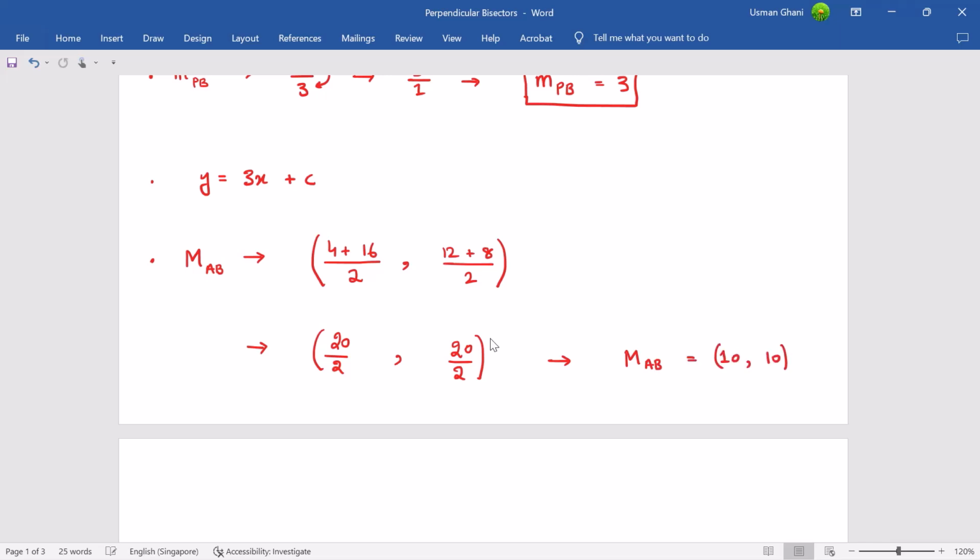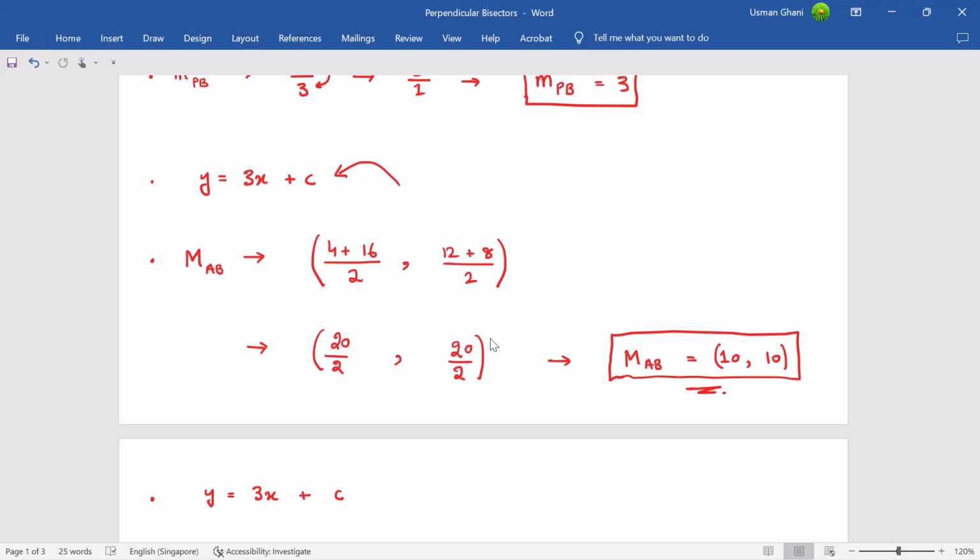Now this is the point through which not only my line AB passes, but obviously it's the midpoint of the line AB, but the perpendicular bisector also passes through this point, meaning this point is eligible to be plugged into this equation of the perpendicular bisector so that I can find C. Now, why am I using this concept? If I talk in really general terms, you see the symbols Y, X and C over here. Unless you plug in values for Y and X, you're not going to find the value of C.